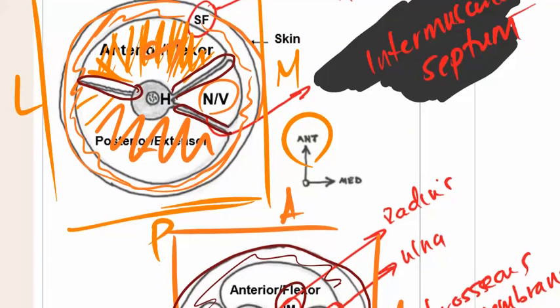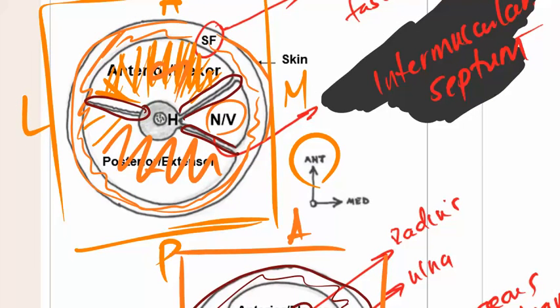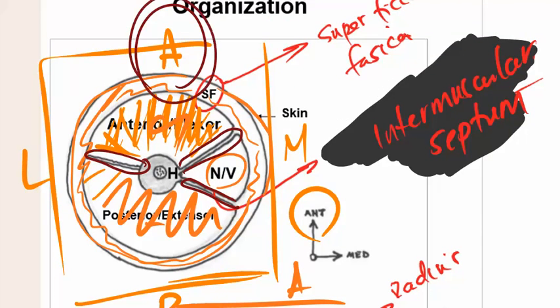Another thing that's important to point out here is that when you're looking at the muscles, you want to consider the flexors and the extensors. The muscles that are going to be more anterior are going to be your flexors.